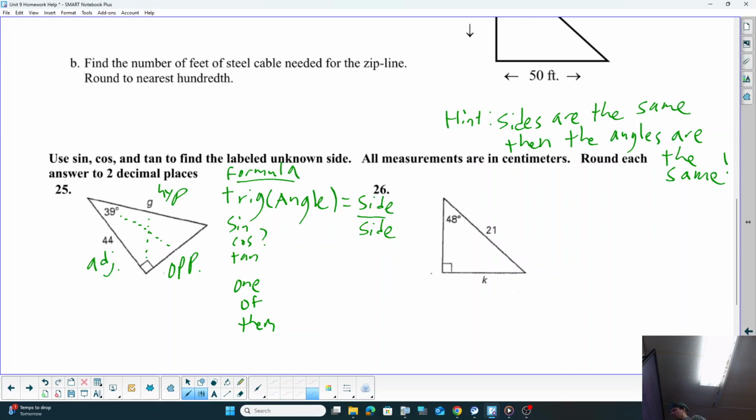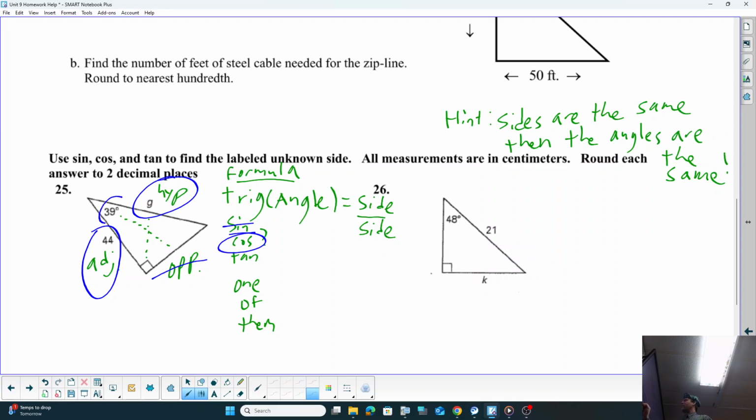Well, you got to identify what they've given to you. They've given you the adjacent side, so it might be tangent or it might be cosine. But they want you to find the hypotenuse, so you're not going to have to worry about opposite. You're not going to have to worry about sine. Do we know what adjacent hypotenuse is? That's going to be cosine.